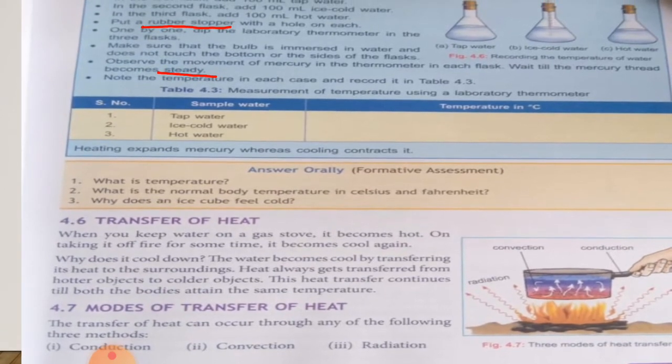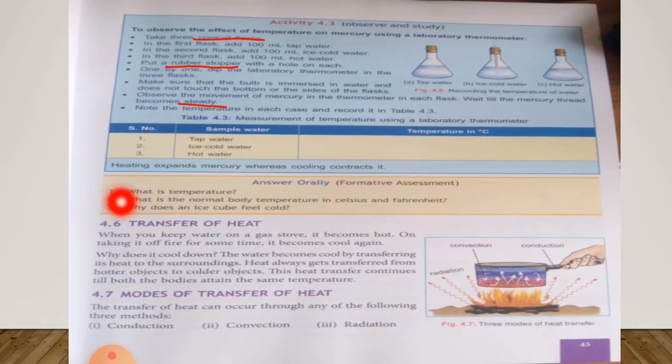Now transfer of heat. When you keep water on a glass stove, it becomes hot. On taking it off fire for some time, it becomes cool again. Why does it cool down? The water becomes cool by transferring its heat to the surrounding. Heat always gets transferred from hotter objects to colder objects. This heat transfer continues till both the bodies attain the same temperature.